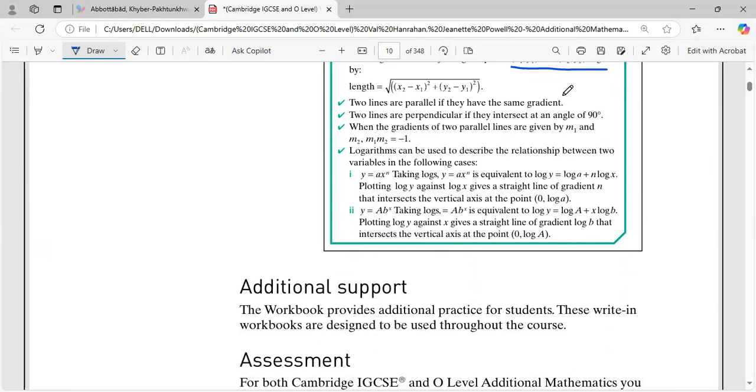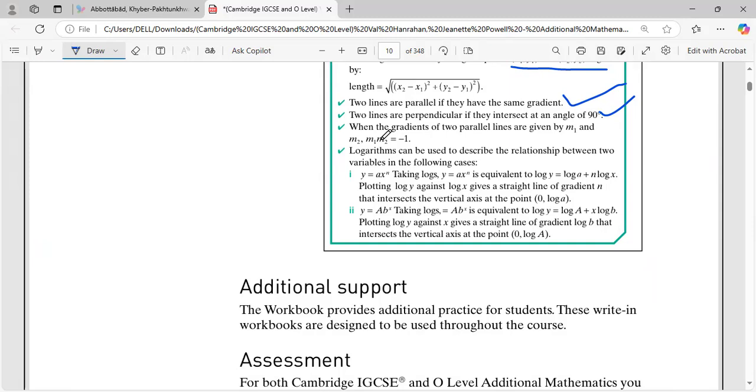Two lines are parallel if they have the same gradient or the same slope. Two lines are perpendicular if they intersect at 90 degrees. So when the gradients of two perpendicular lines are m1 and m2, their product is equal to minus 1.